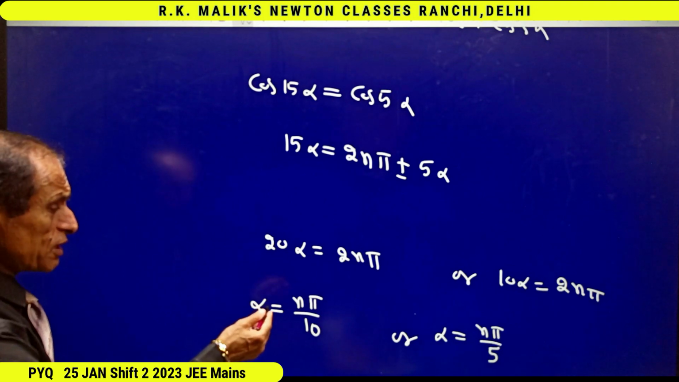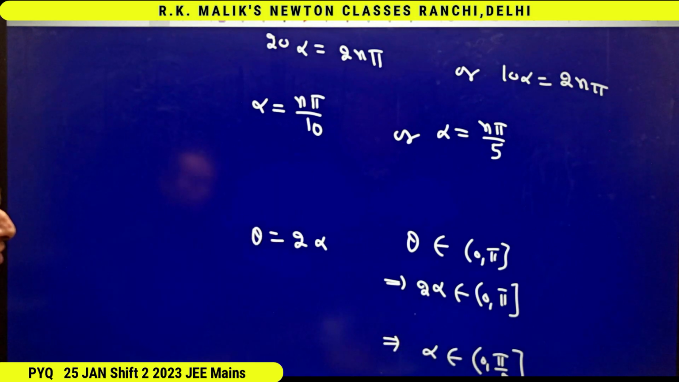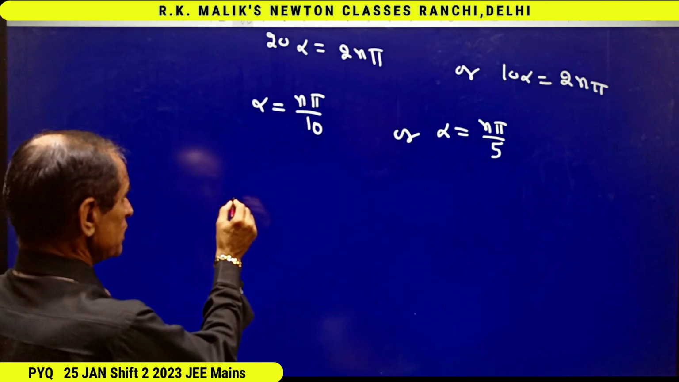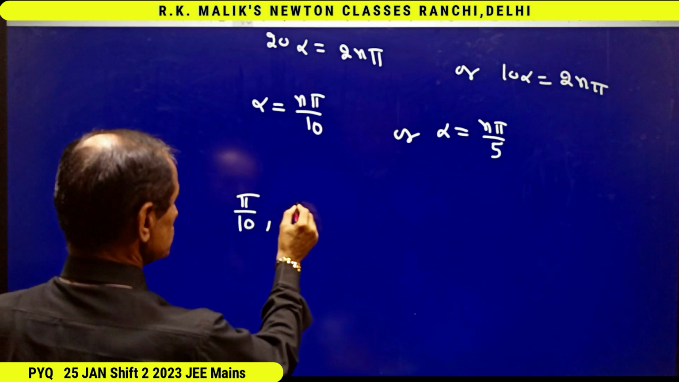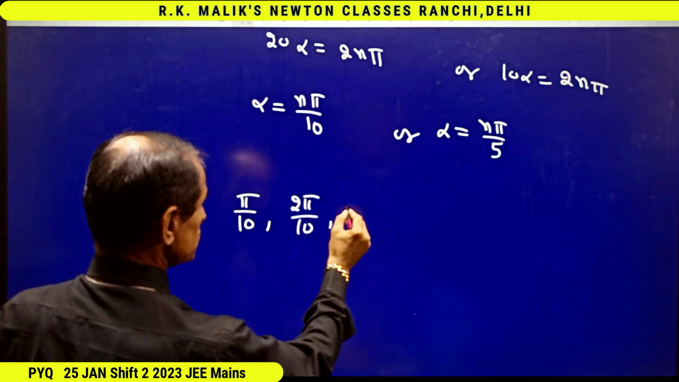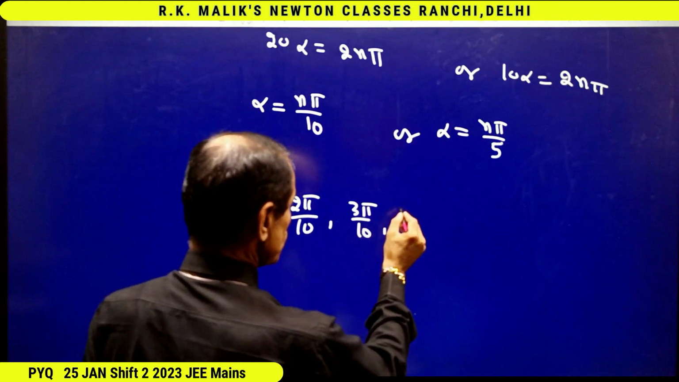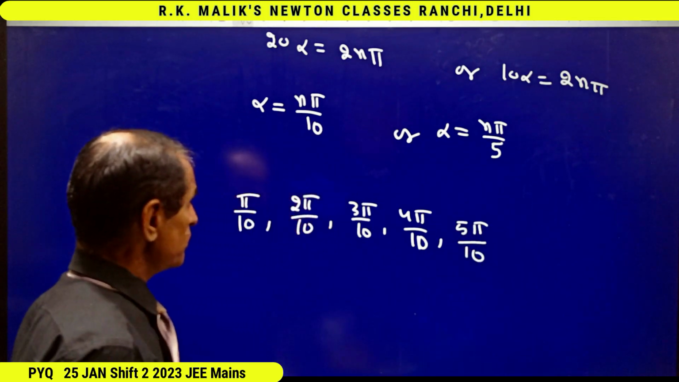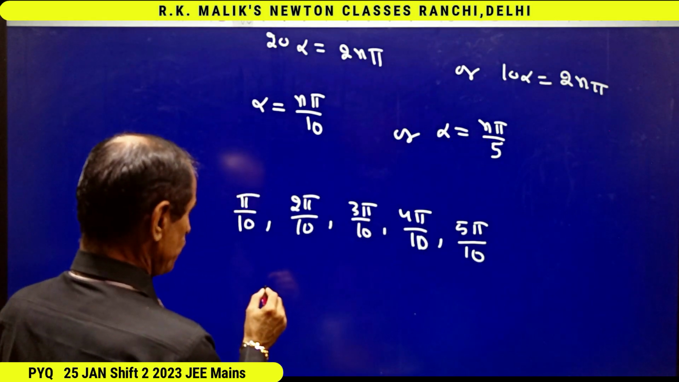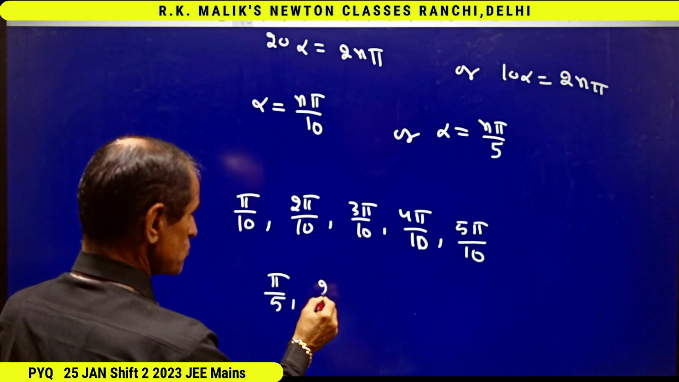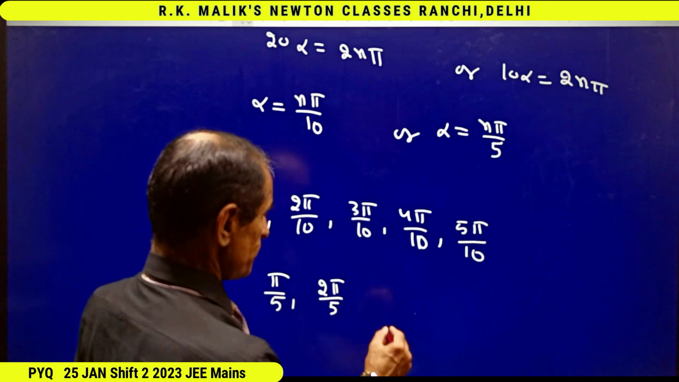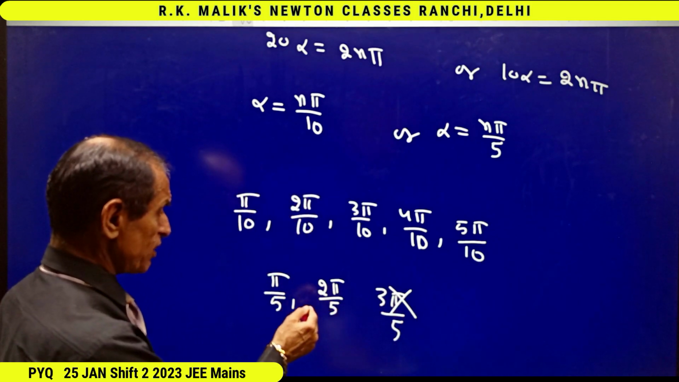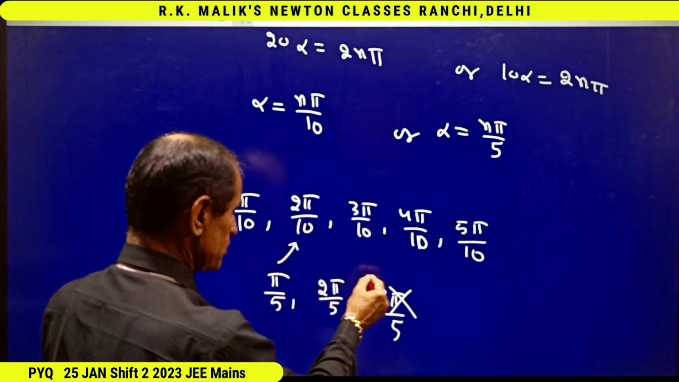And now start putting the values of n, and keeping this interval in mind, find the number of values of alpha in this interval. Now take n equal to 1, that is pi by 10, 2, that is 2 pi by 10, 3 pi by 10, 4 pi by 10, and 5 pi by 10. And from the other, I'll get the values of alpha as pi by 5 and 2 pi by 5. But 3 pi by 5 will not be taken because it is more than pi by 2. And these two numbers have been already included in this. This is same as this and this is same as this.